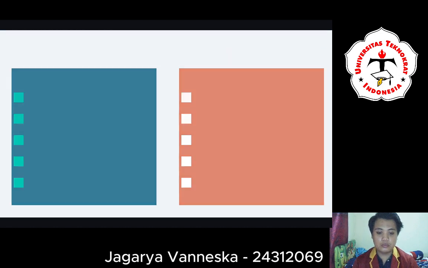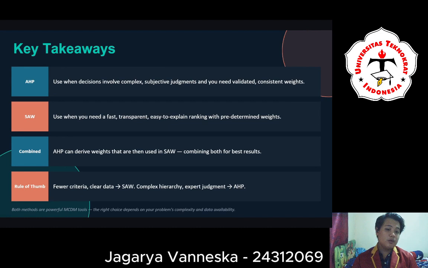Okay. So, to sum up everything we have learned today, here's the simple rule of thumb. If you have a complex problem, a lot of qualitative criteria, and need expert judgment with high accuracy, use AHP. And if you have a simple problem, mostly numeric data, and need fast, transparent results, use SAW.